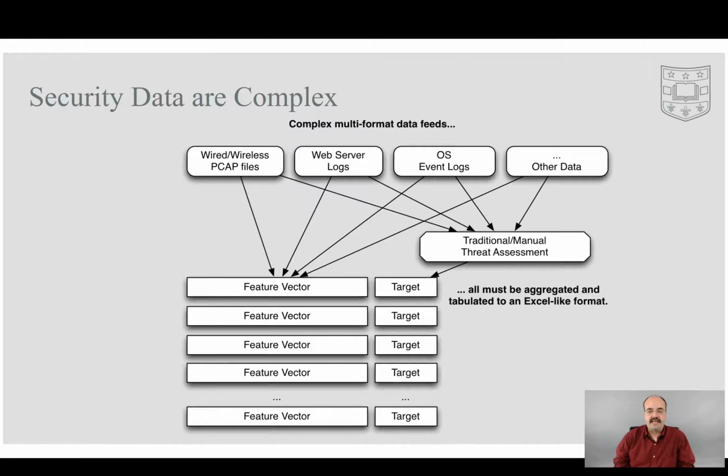So security data can be very, very complex, and an intrusion detection system will deal with data like this. You'll have wired and wireless PCAP files, you'll have web server logs, you have operating system event logs, and then you'll have other data types as well. You can take these all through a traditional manual threat assessment and generate targets. So you're taking samples of all of this data and assessing it as threat or no threat.